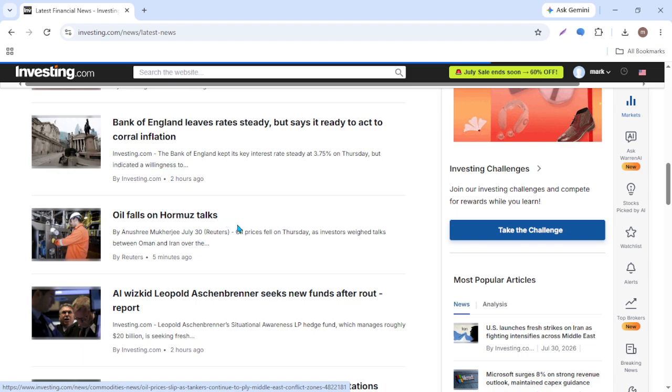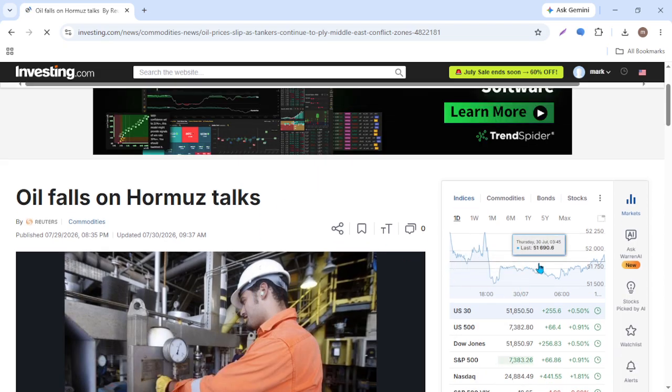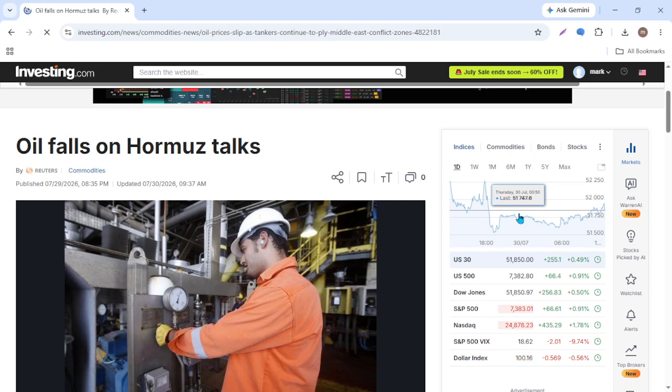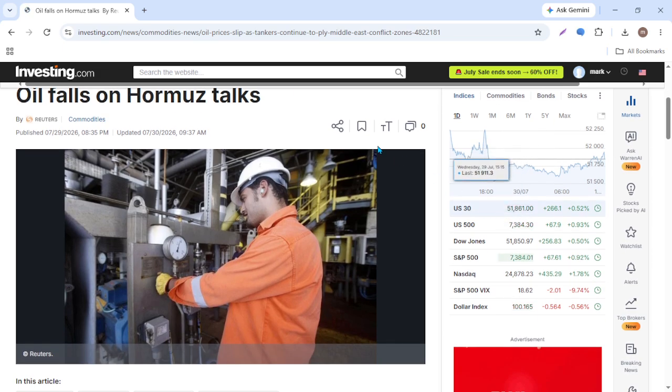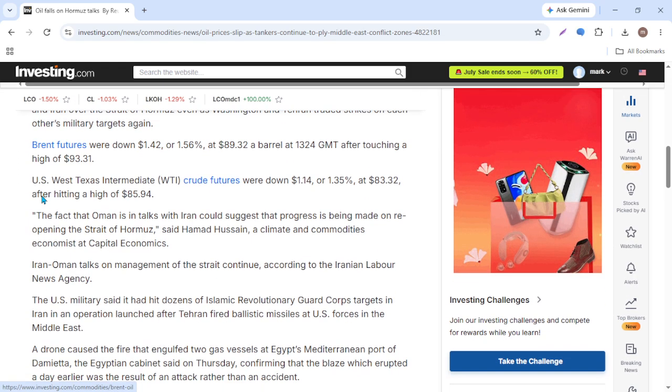You can also combine the news section with other investing.com tools, such as price charts, watch lists, and economic calendars, to gain additional context while following financial events. Using these features together can make it easier to understand how market news connects with ongoing price movements. And that's how to read financial news on investing.com.